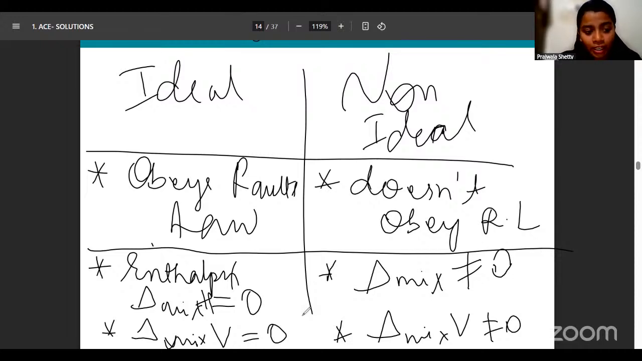Again, ideal solutions have two other properties other than obeying Raoult's law. The enthalpy of mixing the pure components to form the solution is zero, and the volume of mixing is also zero. Just remember the volume and enthalpy of mixing of pure components. That is important, you should mention pure components. As of now, just remember these three important differences between ideal and non-ideal solutions.